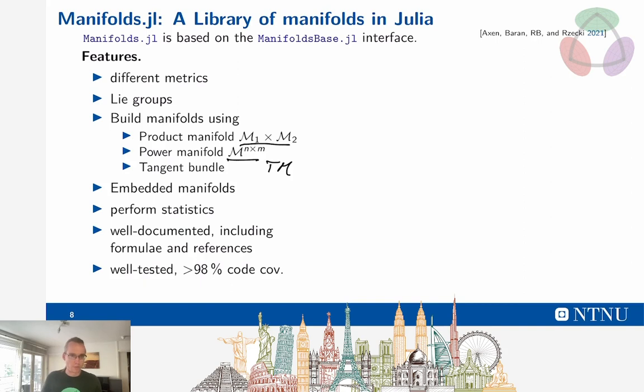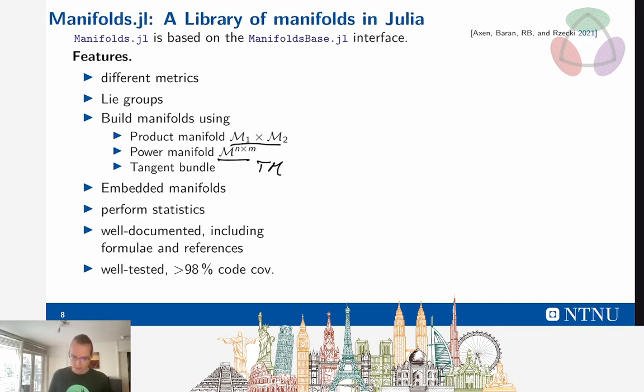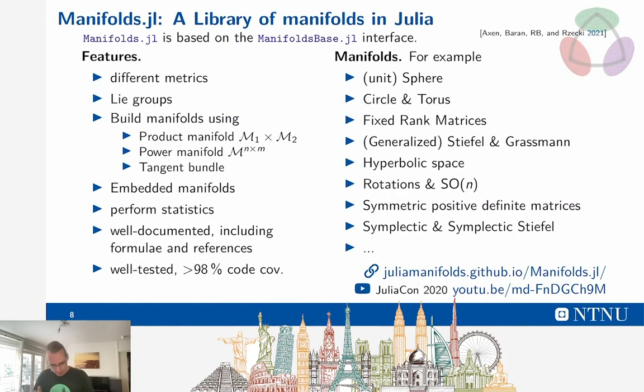And we have a well-documented Documenter.jl-based homepage for that, where we also try to keep track of all mathematical formulae as soon as there's a closed form solution. Examples, well, we already have the sphere in one example. Circle and torus are two manifolds that are available. Fixed rank matrices. We also had the example of Stiefel and Grassmann.